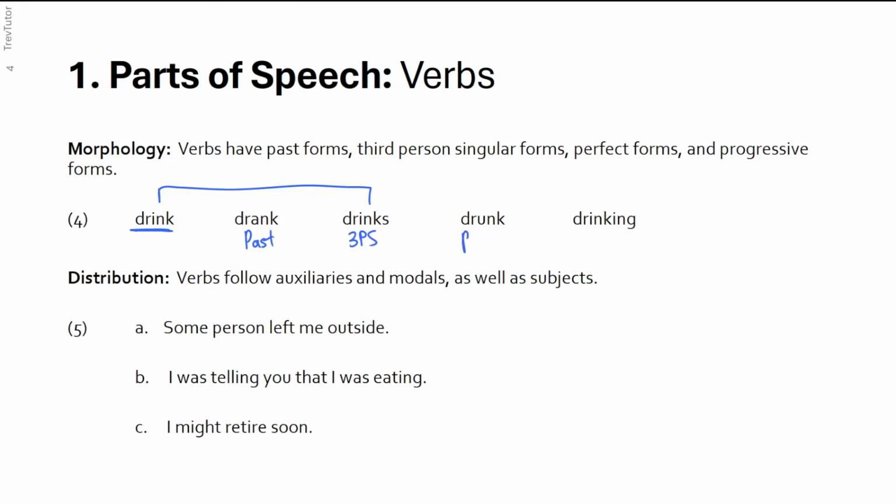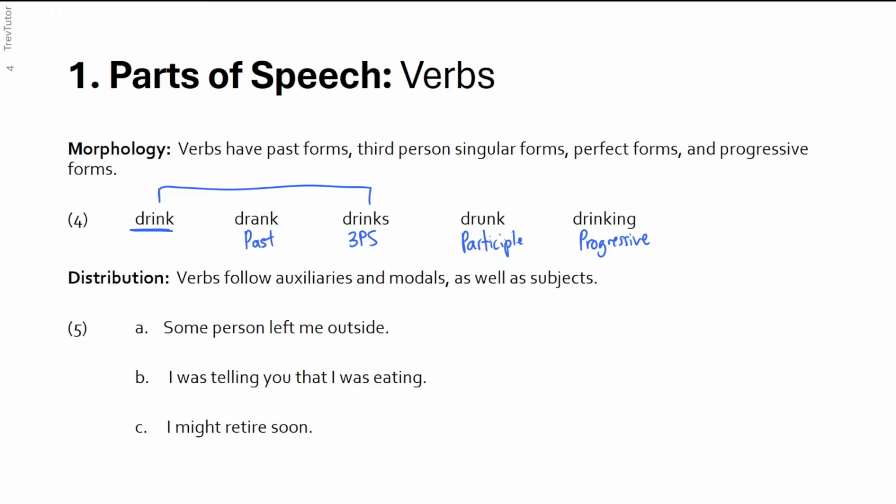Drunk would be your participle form, so had drunk something, and then drinking would be progressive, which is I am drinking. So most verbs can take these different forms. There are some verbs that don't. So for example, seeming is a little bit odd. He is seeming to do something. It can be used, but I guess I wouldn't say it's ungrammatical. It's just questionable in a lot of the positions that these other verbs could be.